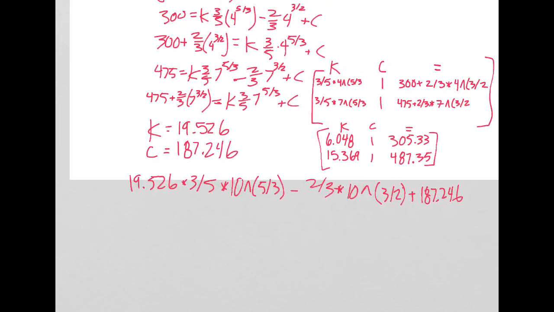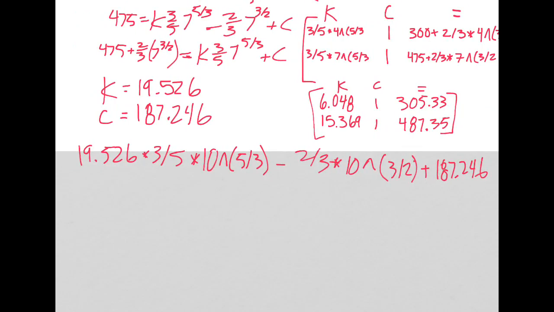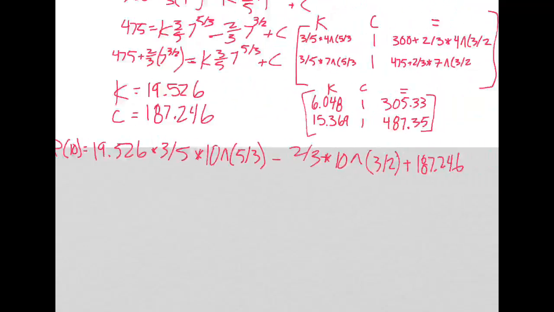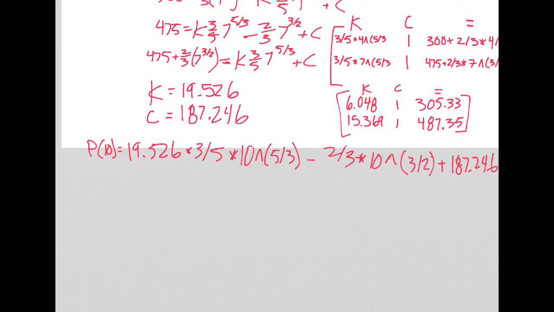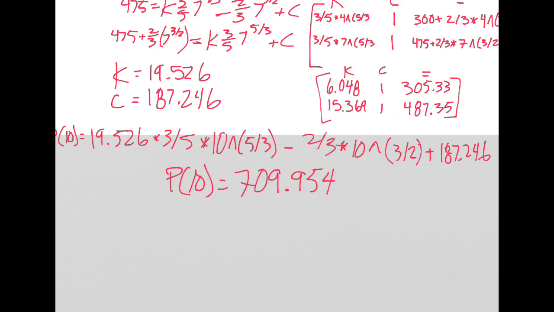And then plus our c value, so plus that 187.246. So now that big, long, ugly, messy blob right there should be telling us our P of 10, the size of the population after 10 days. So plug it in just like that, and you should get... So assuming you typed all that in correctly, you should end up with the population after 10 days being 709.854. Assuming I didn't goof up how I typed it in. But that's what I got. What did you get?